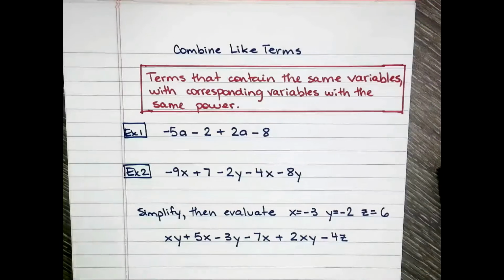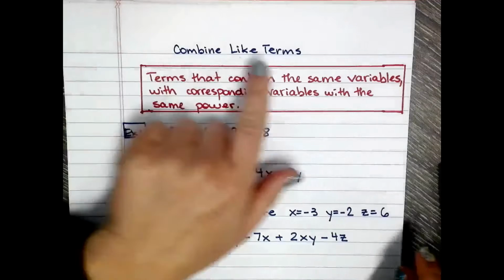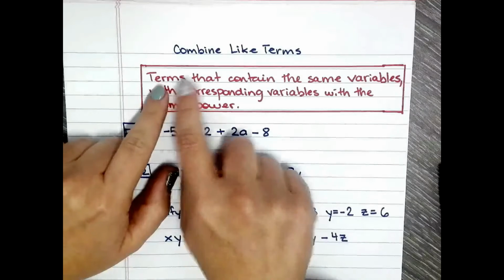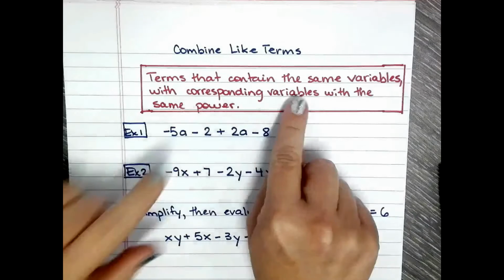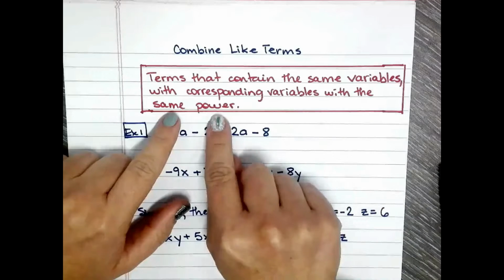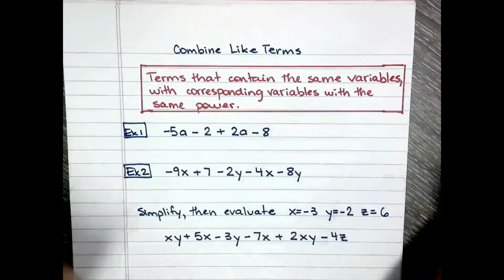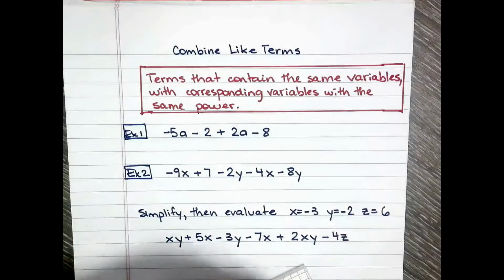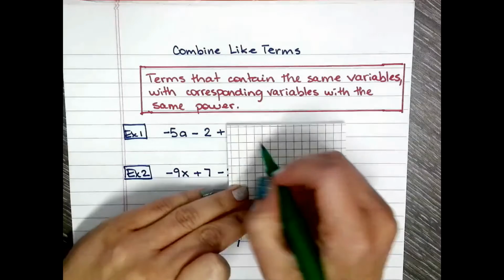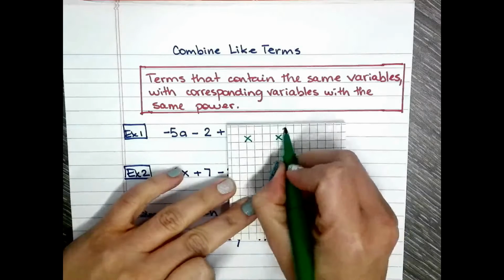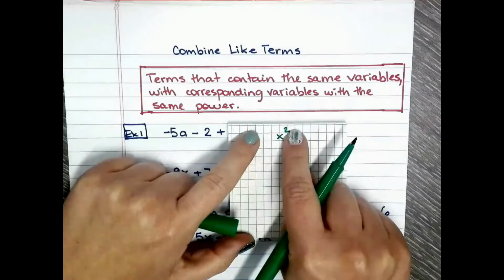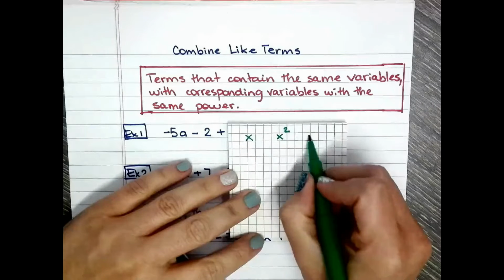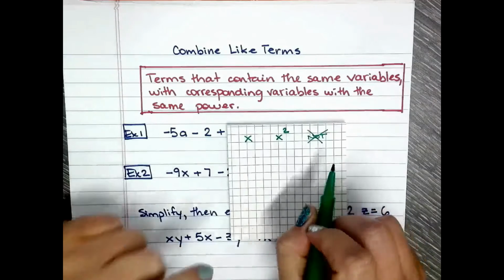Guys, in this video we will learn how to combine like terms. Like terms are the terms that contain the same variables with corresponding variables with the same power. What does that mean? Let's say that x is your variable. So if you have x and you have x squared, even though you have the same letter, they don't have the same power. So that means they're not like terms.